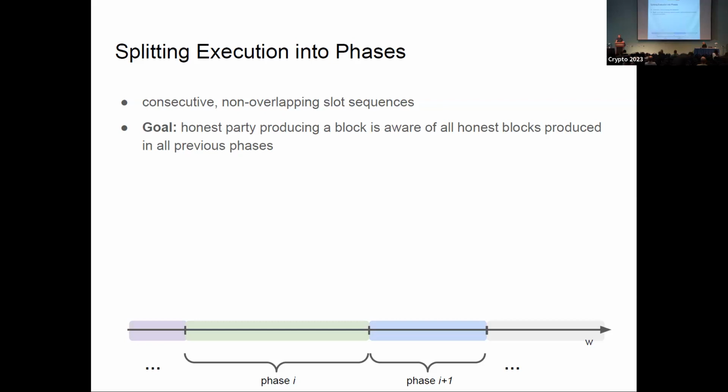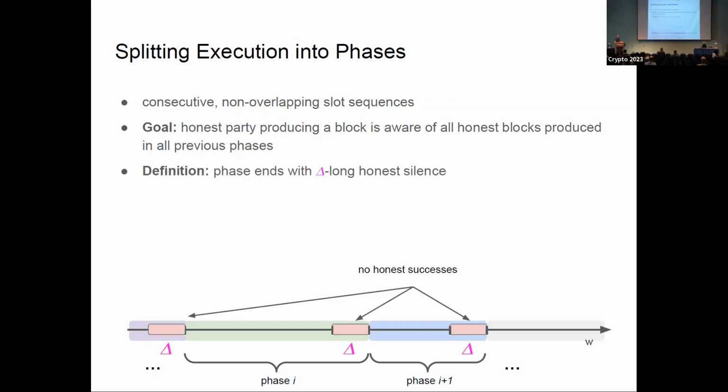So these phases are just consecutive non-overlapping slot sequences, where the goal when defining a phase is to have the following property: if honest parties create any blocks during a particular phase, then any honest party creating a block in the subsequent phase must be aware of all blocks that were created by honest parties in the previous phase.